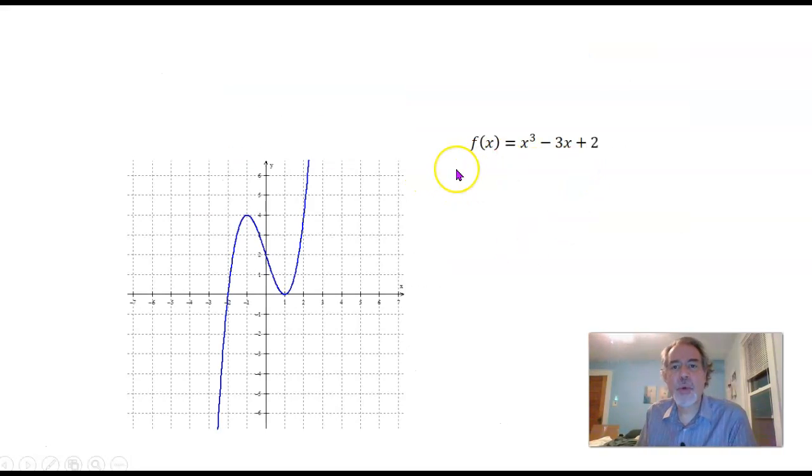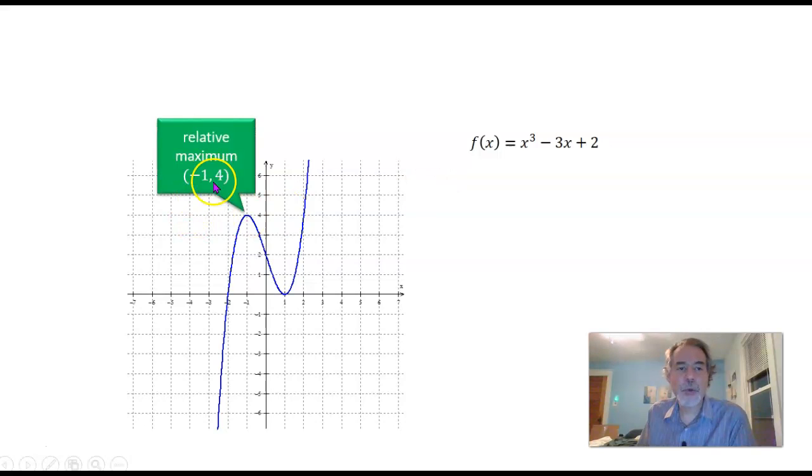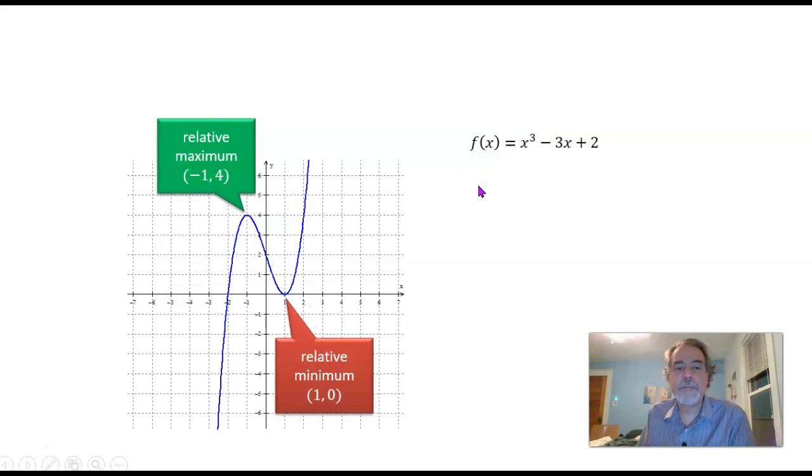So what about this graph? Can you see where there is a relative maximum or a relative minimum? Yeah, there's a relative maximum here at -1, 4. The point where x is -1 and y is 4. And there's a relative minimum at this point here where x is 1 and y is 0.